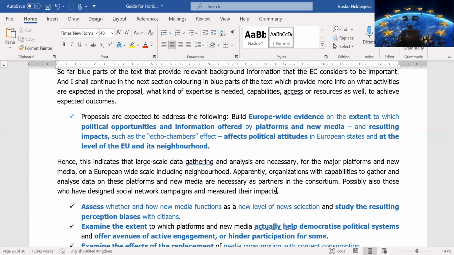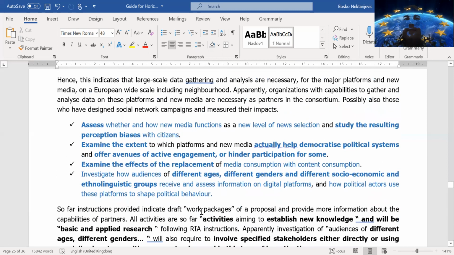Possibly those who have designed social network campaigns and measure their impact. So let's proceed with reading the scope. It says: assess whether and how new media factions and as well new levels of new selection study the resulting perception biases with citizens. So you need to assess whether and how new media factions as a new level of new selection, probably content-wise, and study the resulting perception biases with citizens.